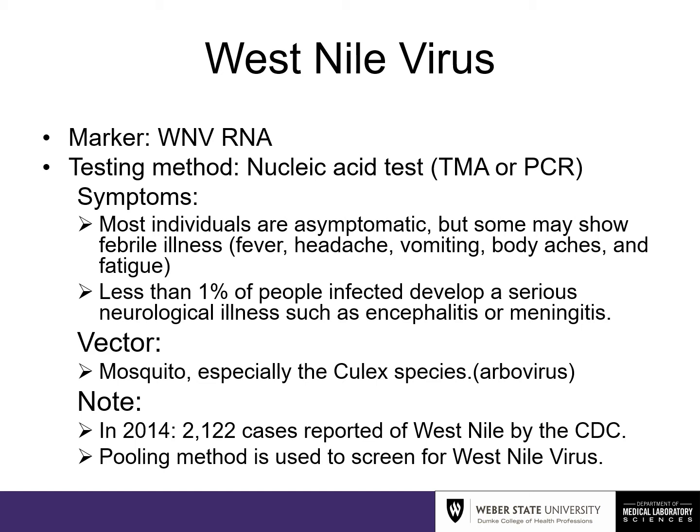So, moving on to symptoms of West Nile virus, most individuals are asymptomatic. However, some may show febrile illness. This can include fever, headaches, vomiting, body aches, and fatigue. Also, less than 1% of people infected develop a serious neurological illness. This can be encephalitis, which is generally the inflammation of the brain, or meningitis, which is inflammation around the brain or the spinal cord.